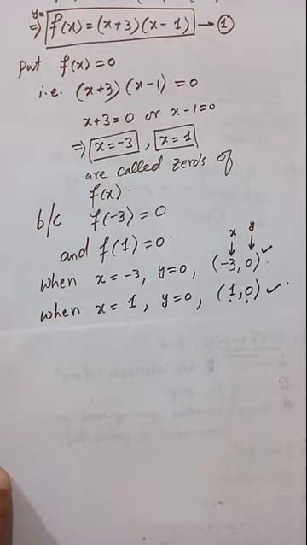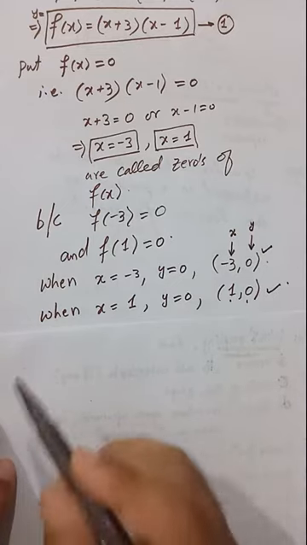So I already explained this point. Whenever a point lies on the graph of the function, it will always satisfy the given function. Or in other words, if you choose any point which lies on the graph of the function, that point will always satisfy the given function.